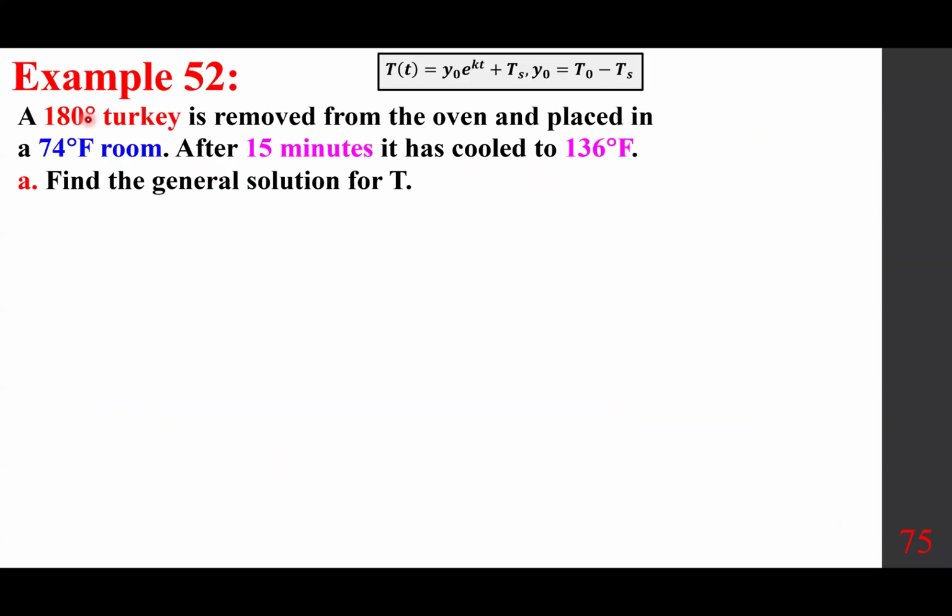A 180-degree turkey is removed from the oven and placed in a 74-degree Fahrenheit room. After 15 minutes, it has cooled to 136 degrees Fahrenheit. Find the general solution for capital T.